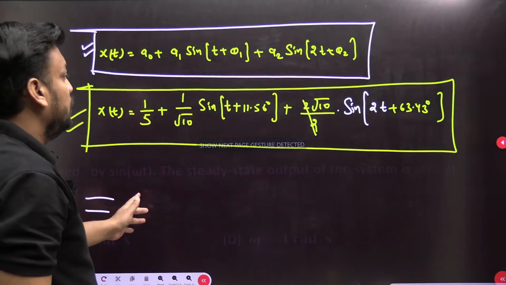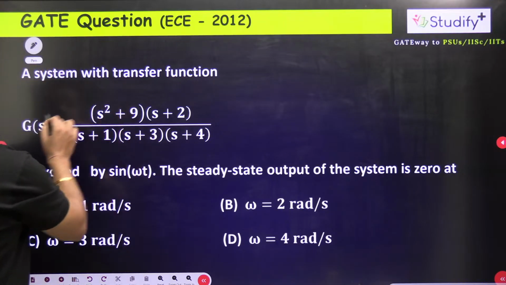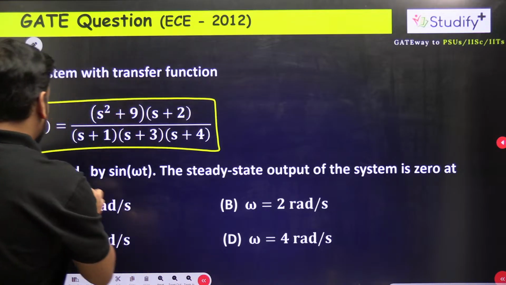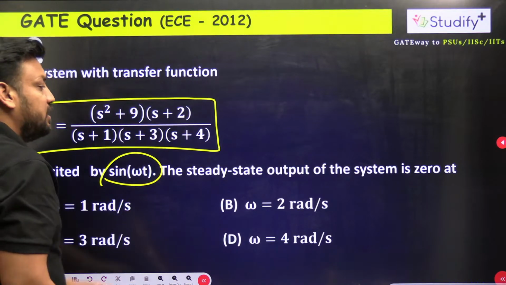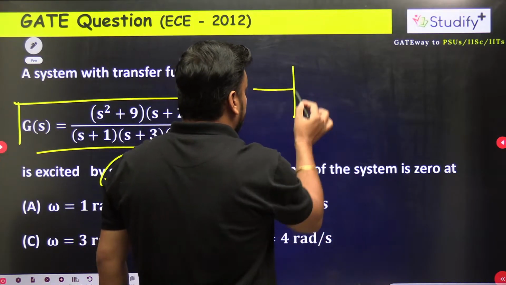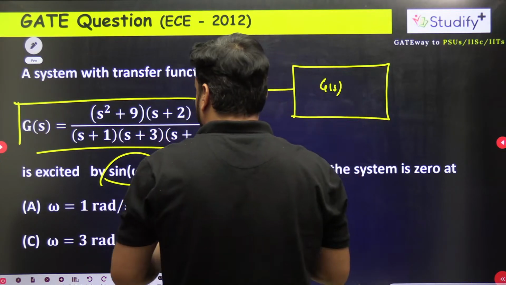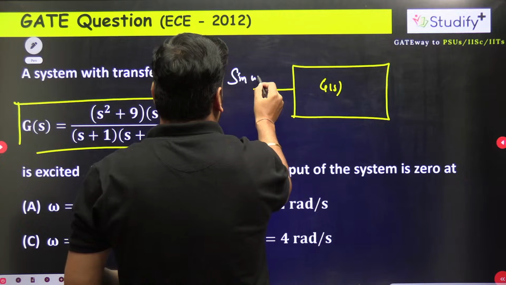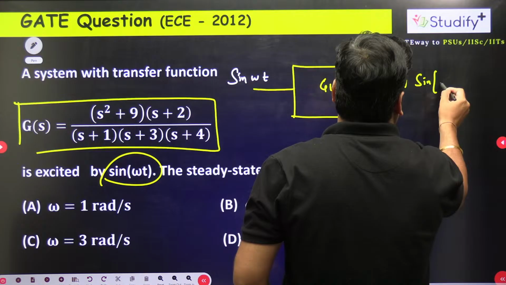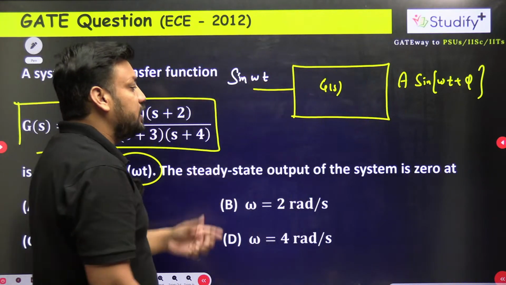Now student, one more question we have based on the same concept. The transfer function G(s) is given to us. I think audio and video are clear. The examiner is asking: excited by sine omega t, the steady state output of the system is 0. Here also you can understand: this is the complete transfer function G(s) we should keep here. The input is sine of omega t, and the output should be A into sine of omega t plus phi. But the examiner is saying that the steady state output value is 0.